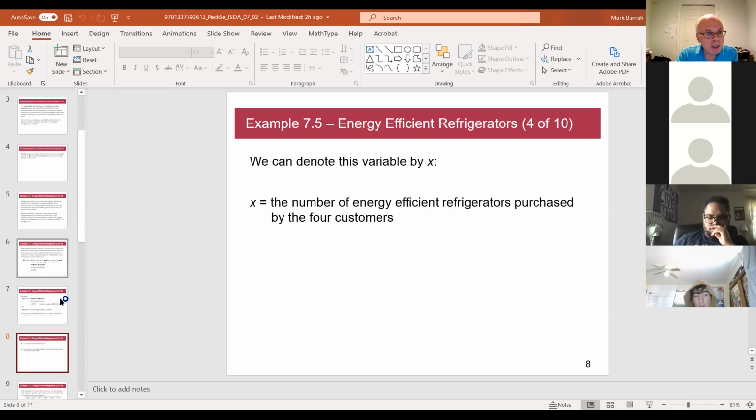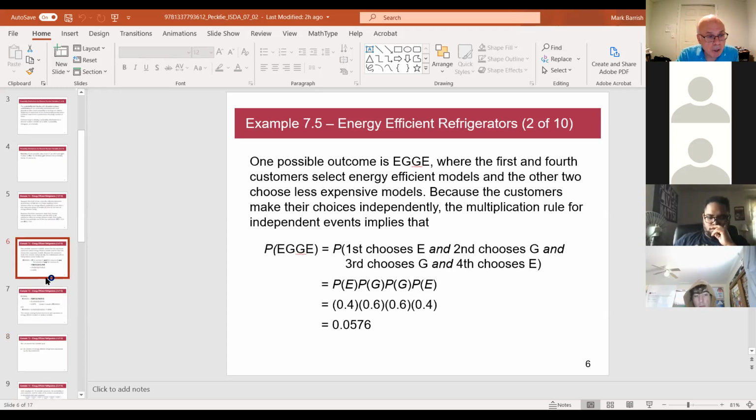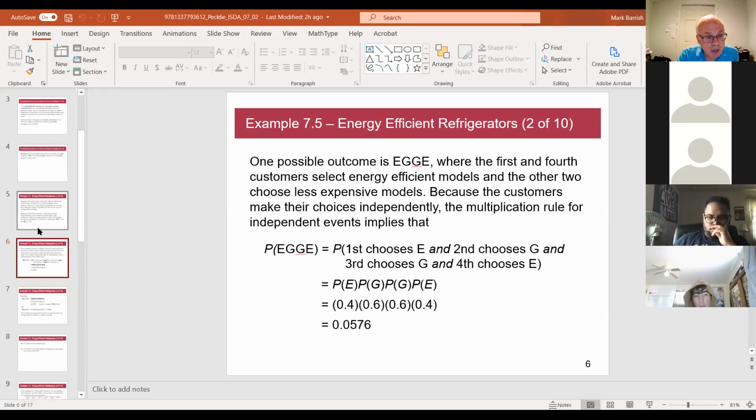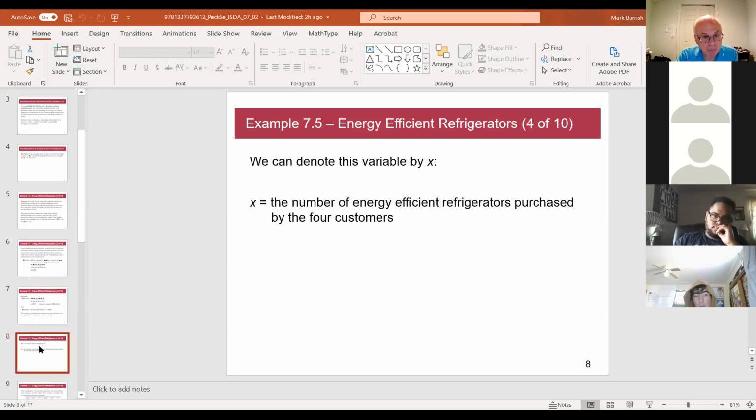Now, we already know the probabilities of what? Well, we didn't do it yet. What's the probability that all 4 choose energy efficient? It would be 0.4 times 0.4 times 0.4 times 0.4, which is 0.4 to the 4th power. That would give you the probability that all of them chose energy efficient. You could also calculate the probability that all of them did not choose energy efficient, which would be 0.6 times 0.6 times 0.6 times 0.6. So we could figure out those probabilities, but the question is, how do we figure out all the rest of them? We'd have to list them and figure them out, basically.